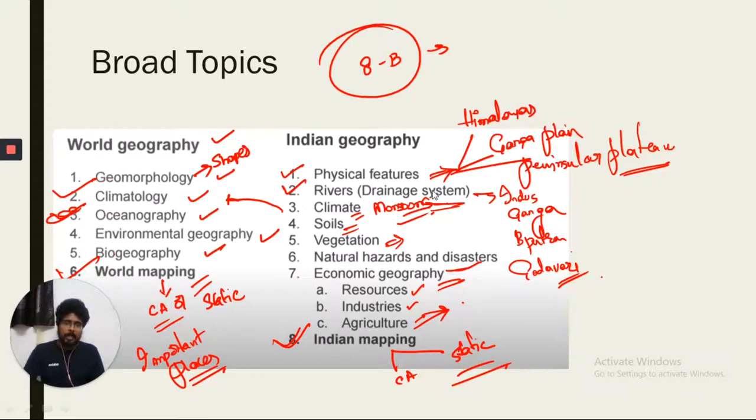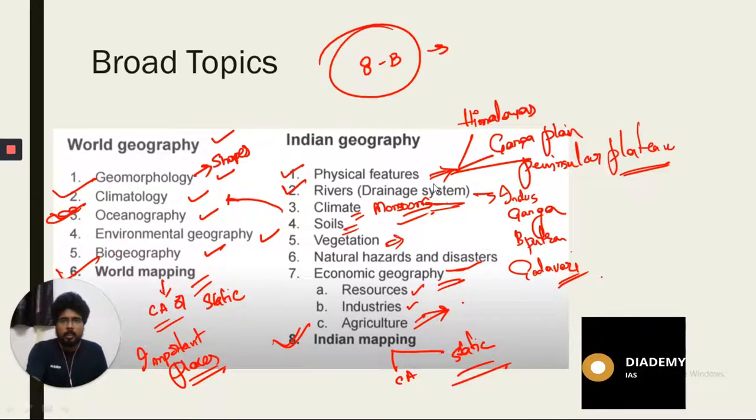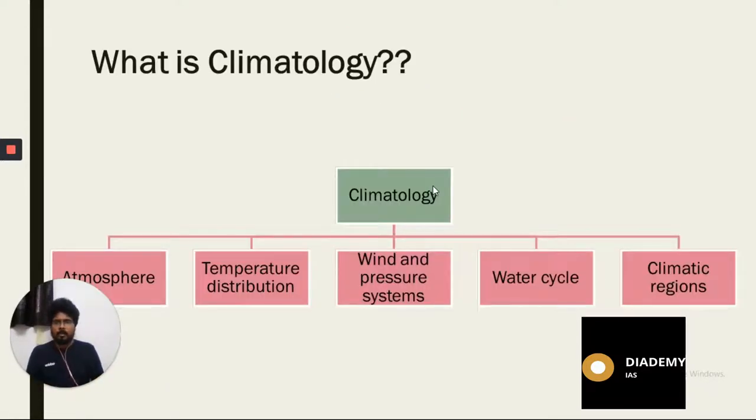This is about world geography and Indian geography. Now what we will do is, we will start with the basic concepts in climatology. How can climatology be looked at? Climatology is nothing but the study of climate, different aspects of climate. What are the changes that are taking place in climate?